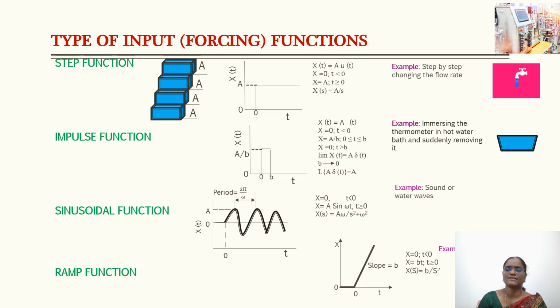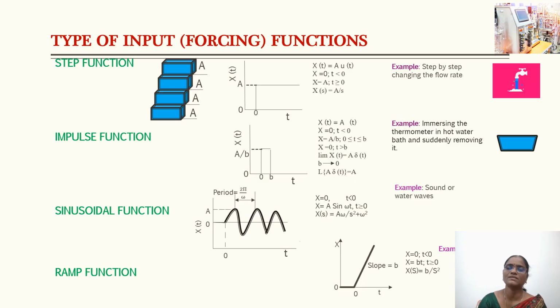Now coming to the second function, the impulse function or impulse input. What is the impulse input? We can say it is a time-independent input. For example, take a temperature bath: just immerse a thermometer, then suddenly remove it. What will happen? The impact of the temperature bath on the thermometer will not be there. Like that, if you suddenly open and close a pipe valve, the flow rate is not much affected in the process. That kind of input we call an impulse input.